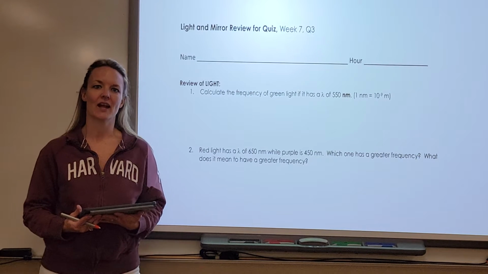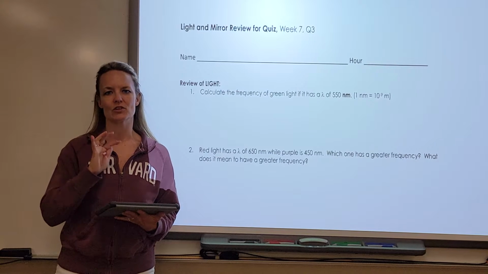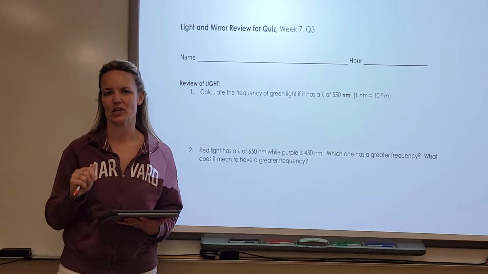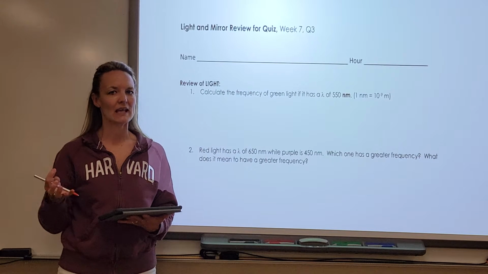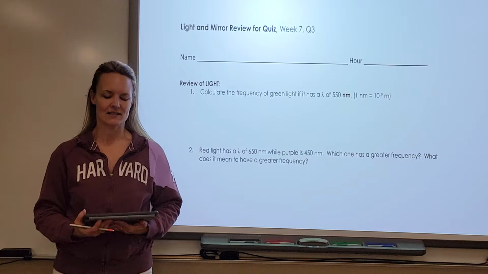And then you're going to have a short answer portion of the quiz where you're going to actually draw out the mirror diagrams, and then there'll be a multiple choice piece in Schoology. You can work on them at your own pace. They just need to be turned in by Friday at midnight.